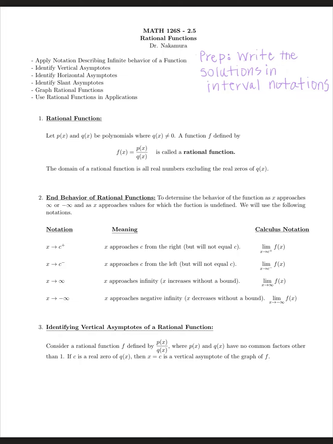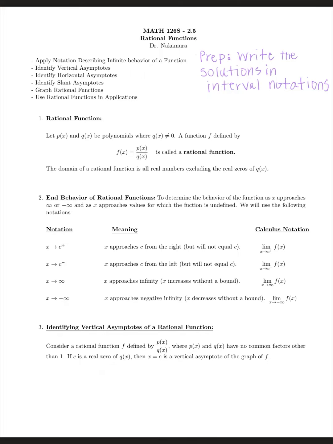For prep work, please review how to write the solution set in interval notation. I just wanted to let you know ahead of time that this section is going to be one of those long sections again. So do not watch this video in one sitting or your mind's going to go bonkers.